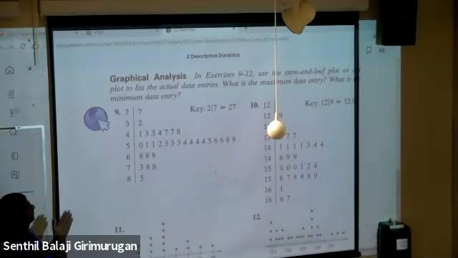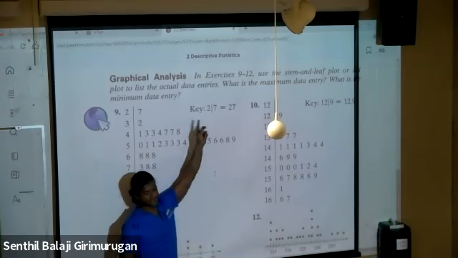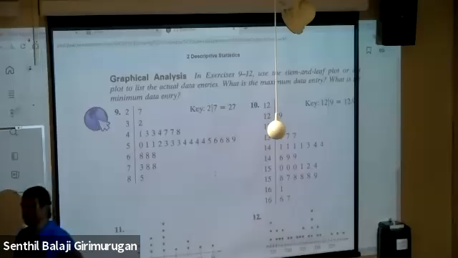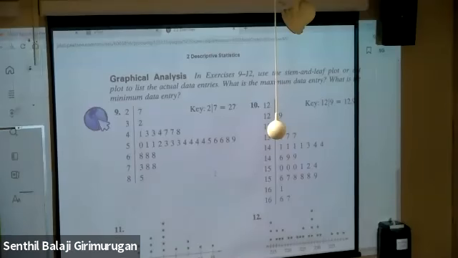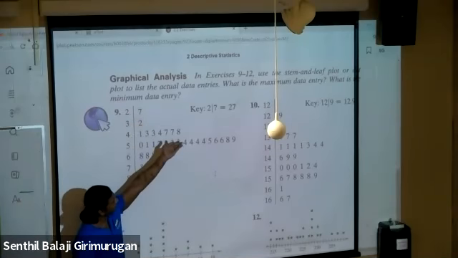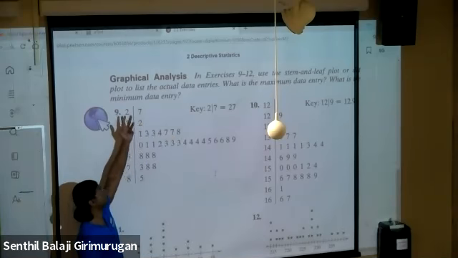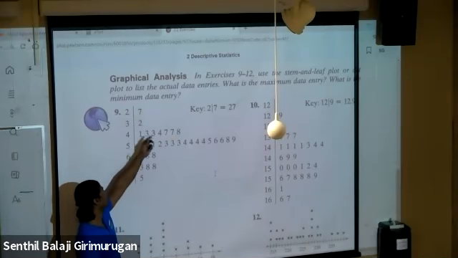A stem and leaf plot also requires a key. The key helps us interpret the observations in the data. For instance, 2 | 7 means 27. It doesn't necessarily have to be the first observation.